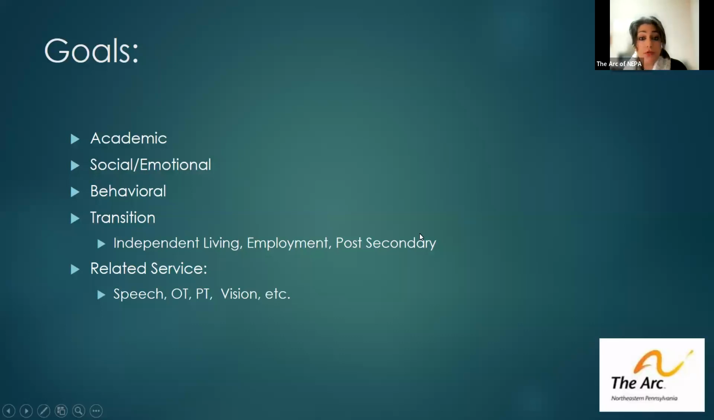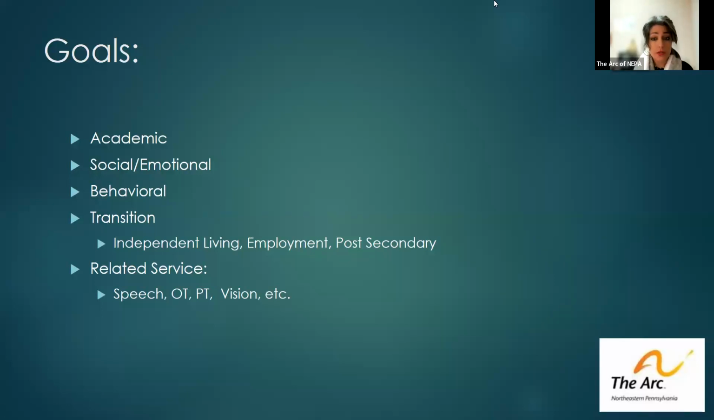Other goals might pertain to transition. Transition would take place at the age of 14 in Pennsylvania. In other states, it might be age 16, which is the federal age. You would begin transition discussions at the age of 14. Those transition goals might pertain to post-secondary expectations, independent living, and employment, and that would be something, again, that you discuss around the age of 14.